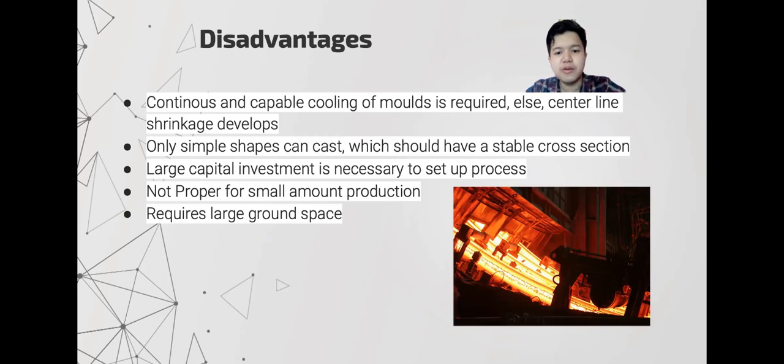Continuous and capable cooling of mold is required, else centerline shrinkage will develop. Only simple shapes can cast, which should have a stable cross-section. Large capital investment is necessary to set up process. Because of large capital investment is necessary, so it's not proper for small amount of production, and it requires large ground space.